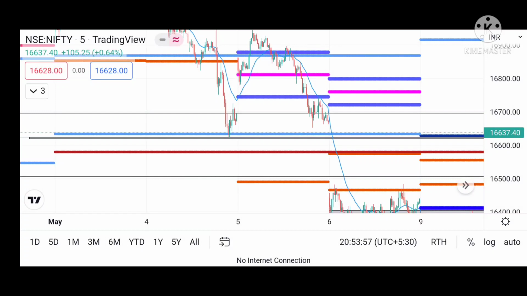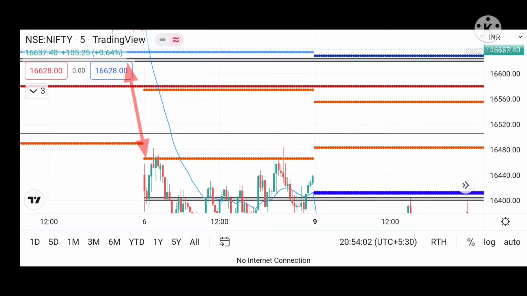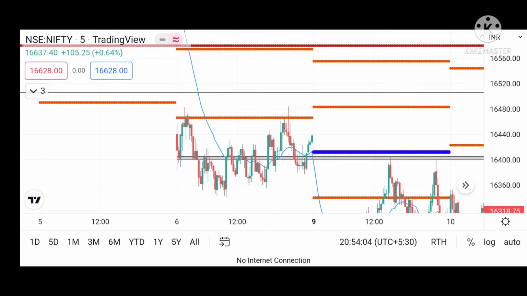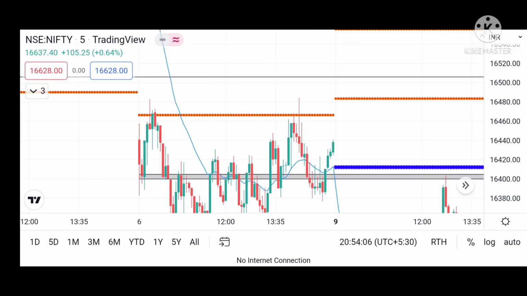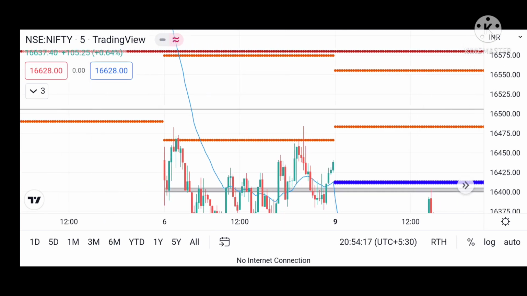And what happened on 6th of May? On 6th of May the market opens with a big gap down. Whenever the market opens with a big gap down or gap up, because nowadays you will see a lot of gap down and gap up openings happening, I will make a separate video on why this happens. So right now we will discuss this trade.